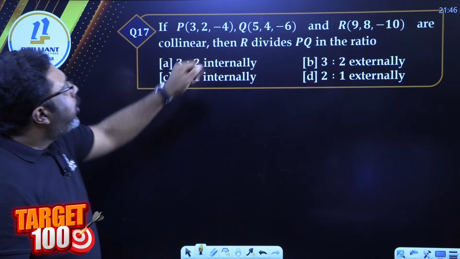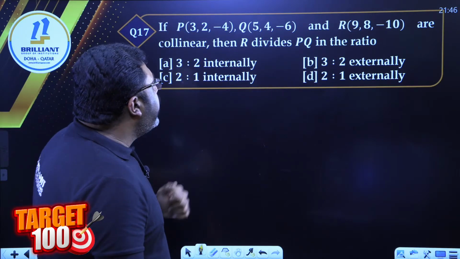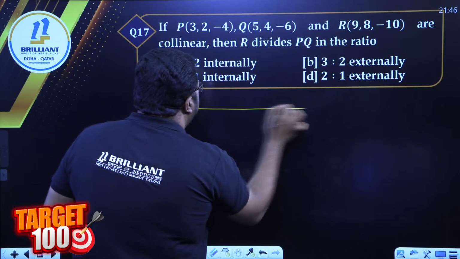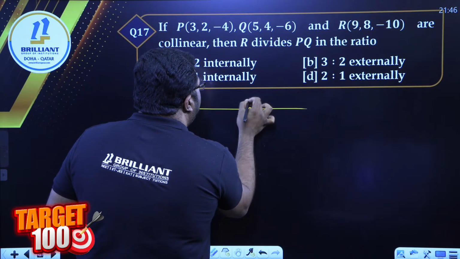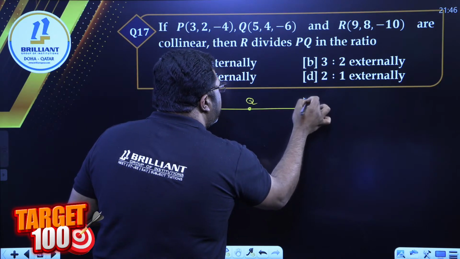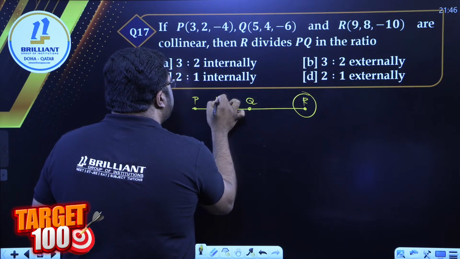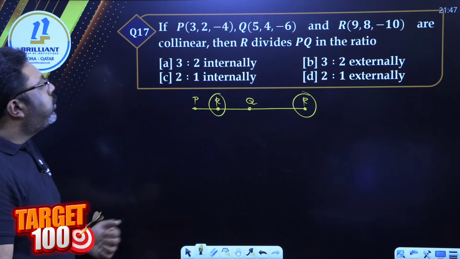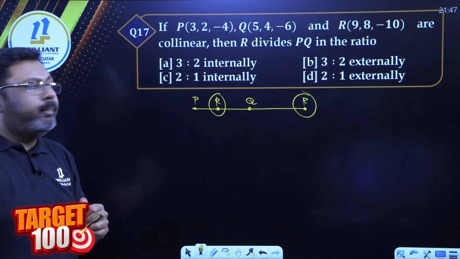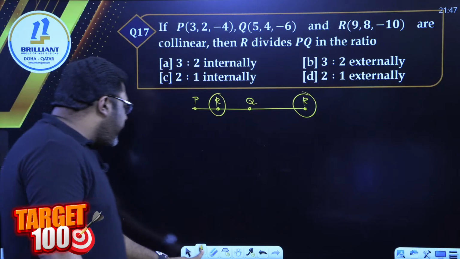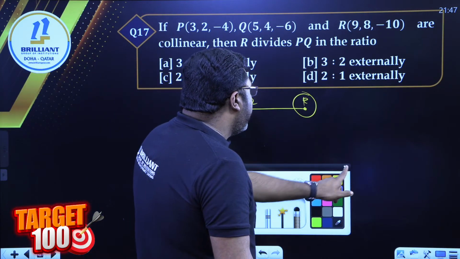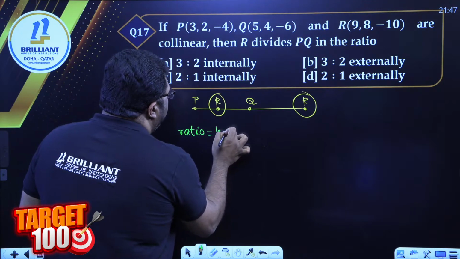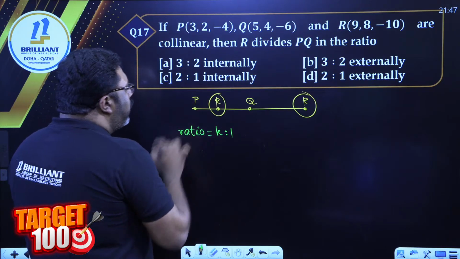Question 17. Two points P, Q and R, third point is also given, are collinear. Collinear means they lie on the same line. I don't know whether R is between P and Q or outside of P and Q. That's why it's called internally or externally. Let me say the ratio is, I'm assuming the ratio here, K is to 1.